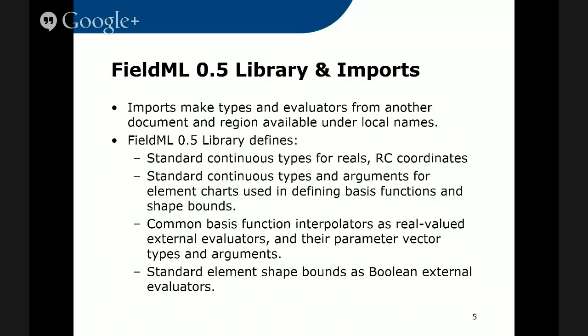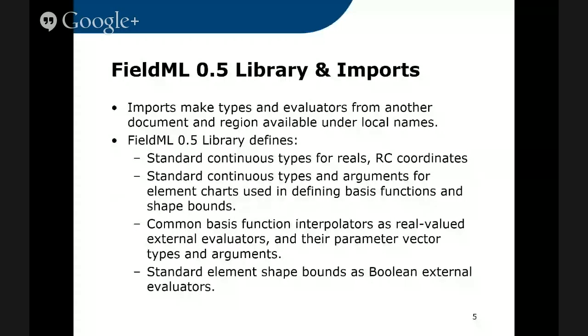So the standard library defines standard continuous types of real numbers, some rectangular coordinate system types, some continuous types that represent the element charts and the basis functions and shapes at the time. And we have a whole bunch of basis functions. Now, we don't actually describe the maths, so we just document them and say that the one that's called trilinear Lagrange does the trilinear Lagrange in this way. But at some point in the future, we can add CellML or some other way of telling it.